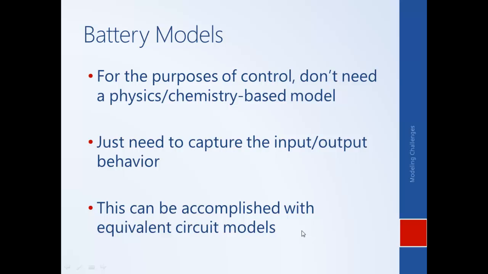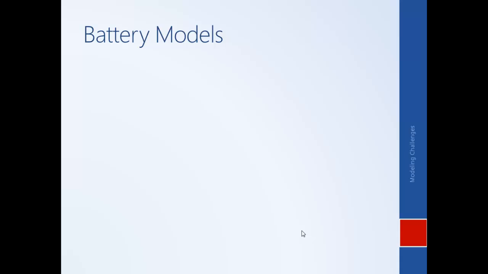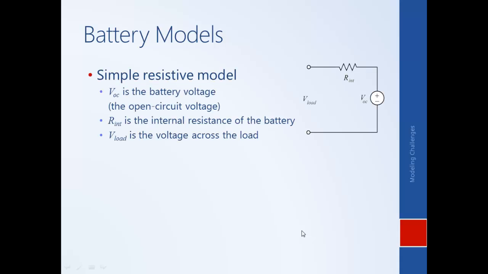Commonly, a way that this is accomplished is to model the battery with an equivalent circuit model. That is to say, we find circuit models that have similar input-output behavior to the battery. The simplest approach is to use a simple resistive model, and so that's what's shown here. In this case, the battery is simply modeled as having some open circuit voltage, that's the voltage of the battery, and some internal resistance.